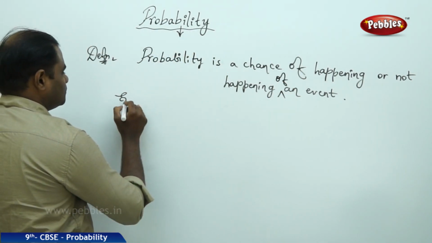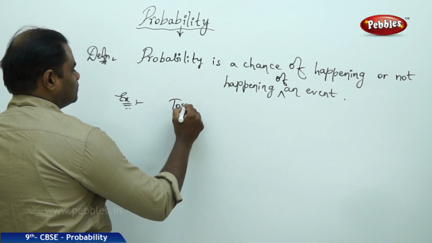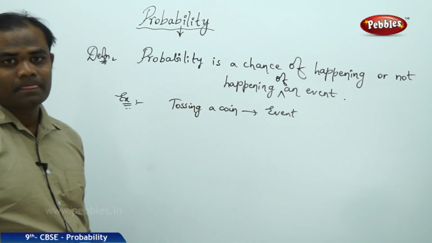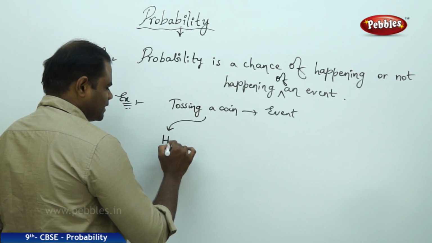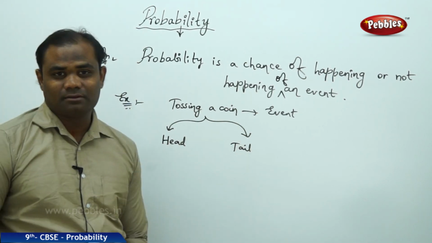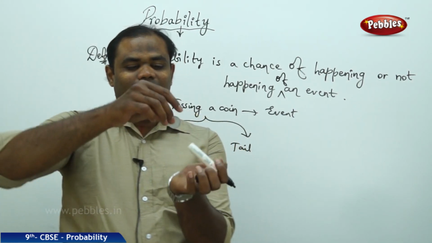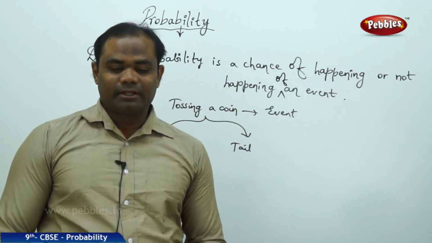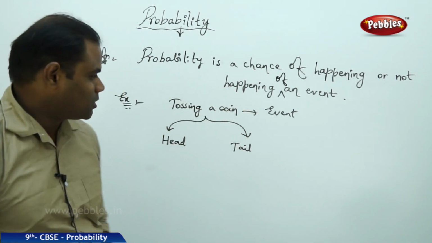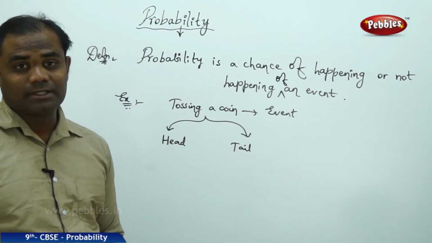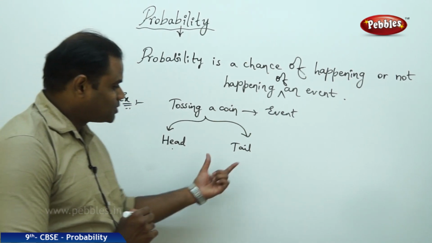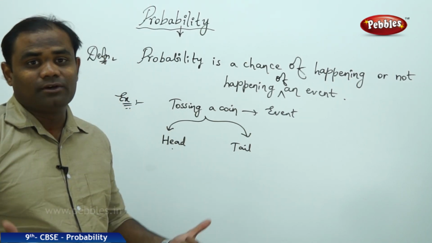For example, tossing a coin is an event in which the chance is of either getting a head or a tail. You cannot have the chance of the coin landing exactly on the rim. There's no possibility. It can land either on head or on the tail, but it cannot land exactly on the rim. So there are only two possibilities: one is a head and one is a tail when a coin is tossed. So how much are the chances of getting a head and how much are the chances of getting a tail is the study of probability.